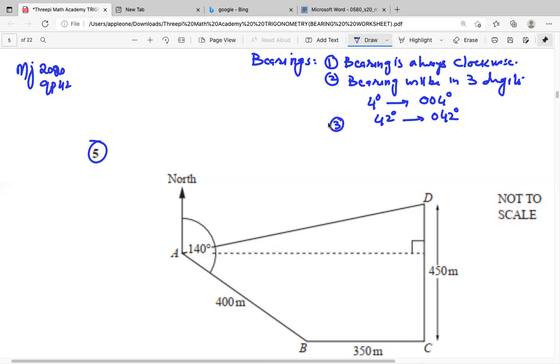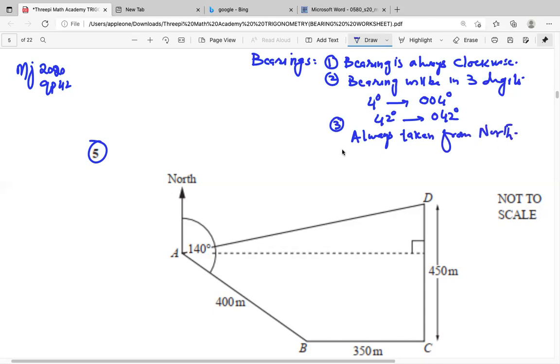Now, the third thing: bearing is always clockwise, bearing is 3 digits, and the third thing is always taken from the north line.